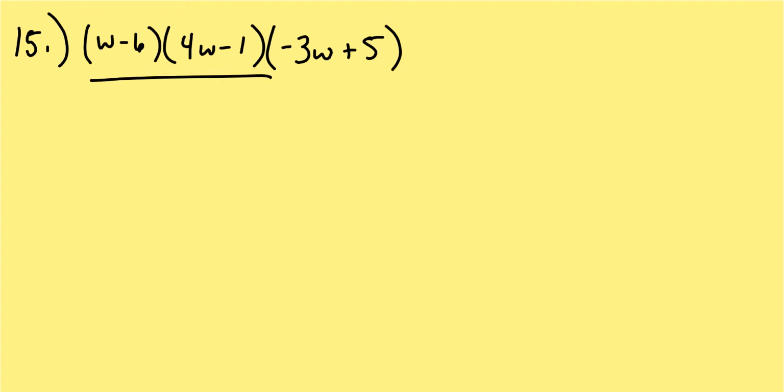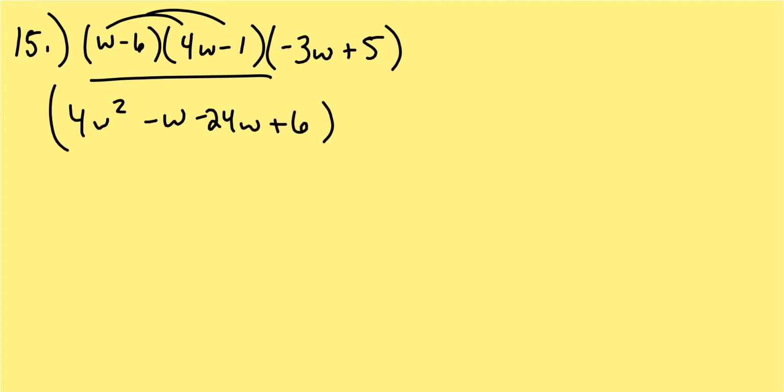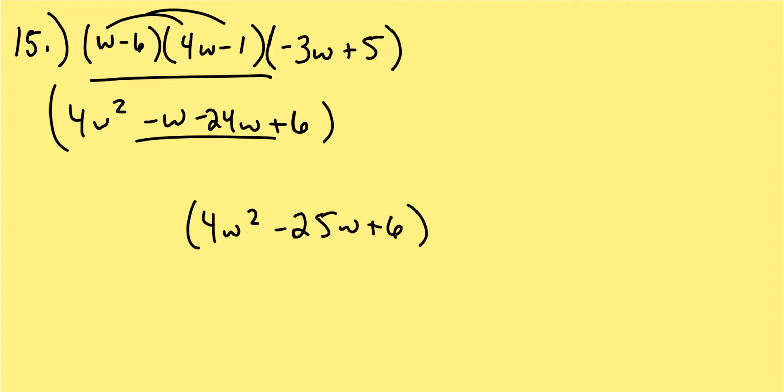Once again, I'm going to pick 2 to start. I'm just going to FOIL out our distributive properties. So w goes to both to give me 4w squared minus w minus 24w plus 6. Combine the terms in the middle. So this becomes 4w squared minus 25w plus 6, and then minus 3w plus 5 goes in front.